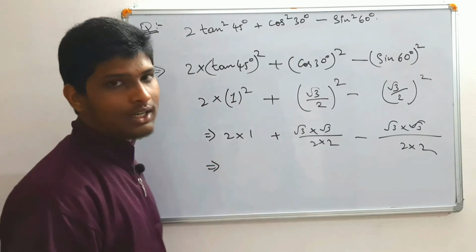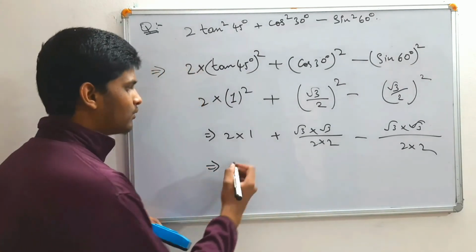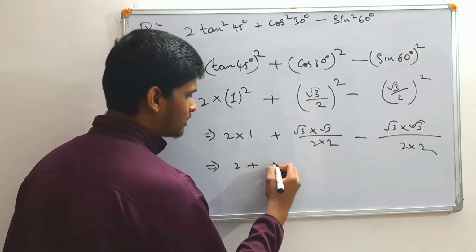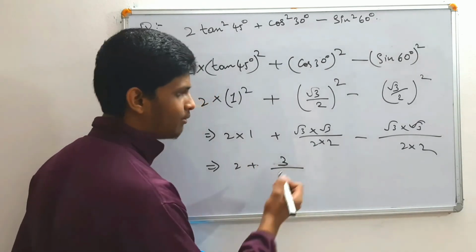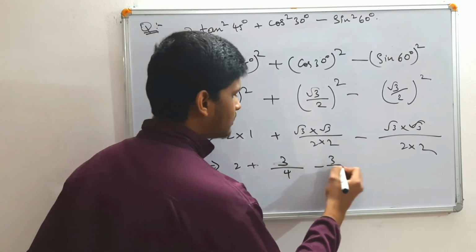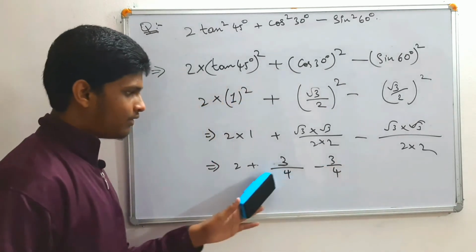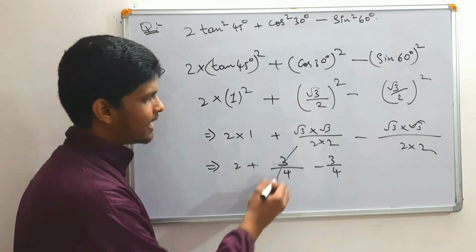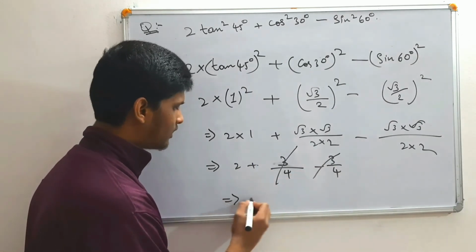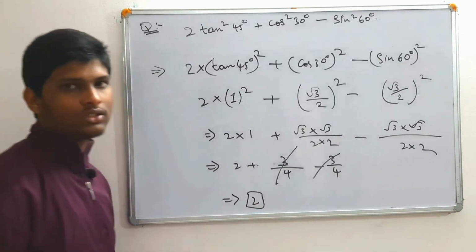You can calculate, or if you see, root 3 into root 3 is 3, divided by 2 into 2, which is 4, minus 3 again over 4. Here plus 3 by 4 is there, and again minus 3 by 4 is there. You can cancel them both and we will be left with 2. The answer is 2.